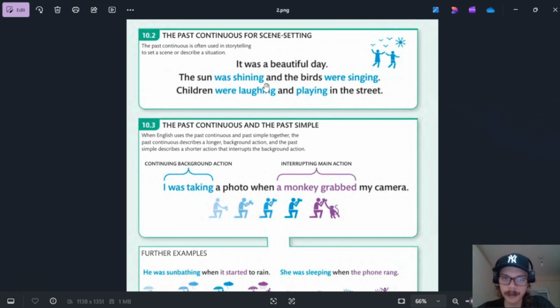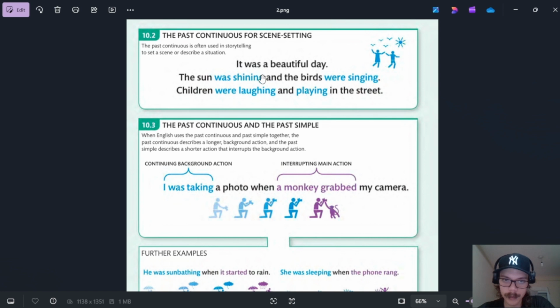It was a beautiful day. The sun was shining and the birds were singing. Children were laughing and playing in the street. You'll see this is a very short paragraph that has 3 sentences. And we use the past continuous technically 4 times. In the second sentence, we have 2 things we're talking about. First, the sun, which is singular, so we use was, and then the birds, which is plural, so we use were. Since we're talking about 2 different things that are also doing different actions, then they're separated.